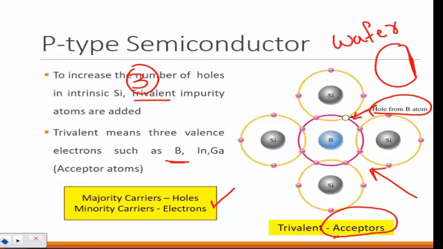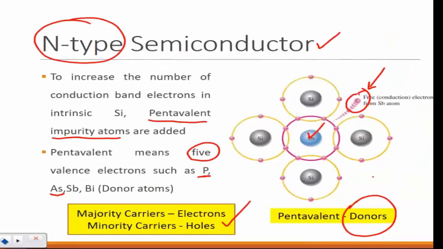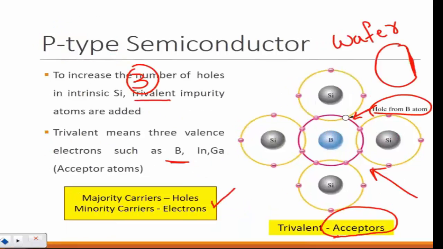So for P-type, you need to dope with a trivalent, where you have an excess of positive charge. For N-type, you need to dope with a pentavalent, where you have 5 valence electrons. So basically you have an excess of electrons in there, as opposed to a neutral atom where you have equal positive and negative charge. So that's the P-type and N-type semiconductors.